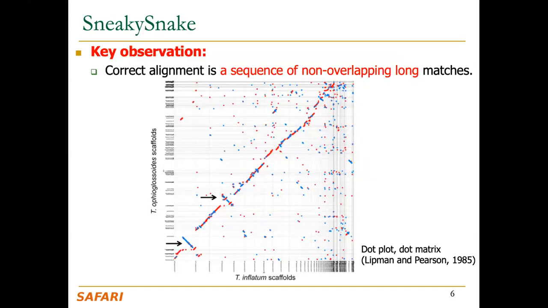So for SneakySnake, we make a key observation based on this plot, which we call a dot plot. This is not proposed by us. This is a very old method to represent similarities between very long sequences, and it was proposed in 1985. What is it actually? This is a table. This is an entire table.